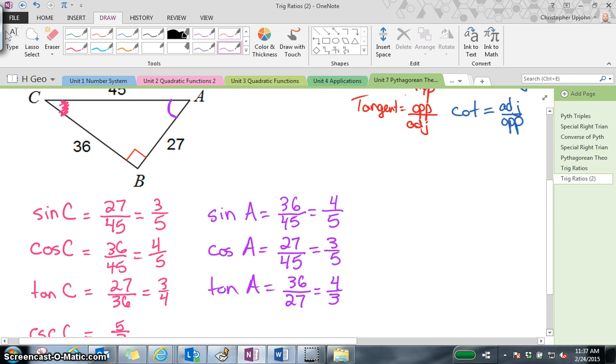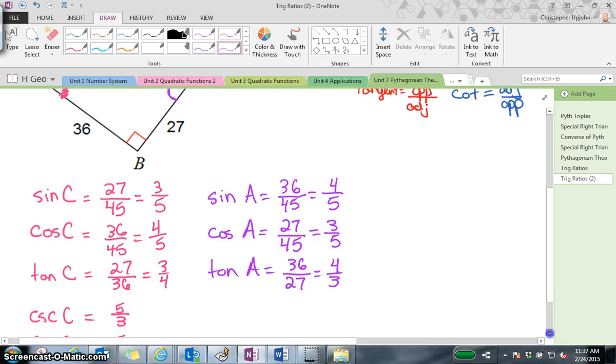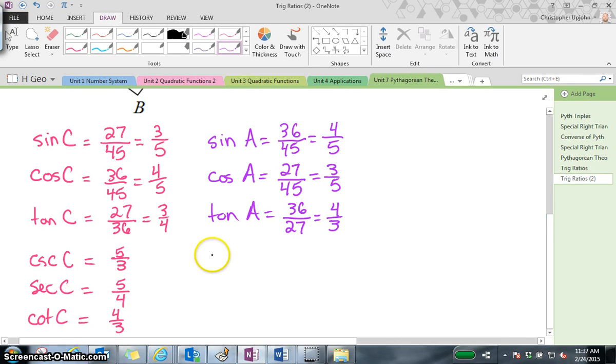I just started with C because C is on the left side. Doesn't matter. Okay, now, cosecant of A is what? Well, the reciprocal of sine. So 5 over 4. Yes, it's hypotenuse over opposite, but I don't even want us to think about it that way. We've already found the other stuff. Let's not find it again. So secant is the reciprocal of cosine. 5 over 3. Cotangent is reciprocal of tangent. So 3 over 4.